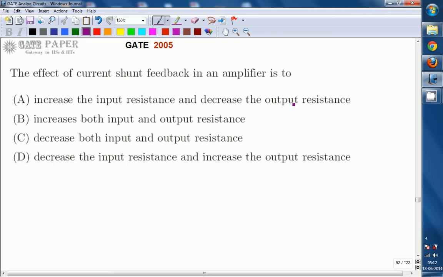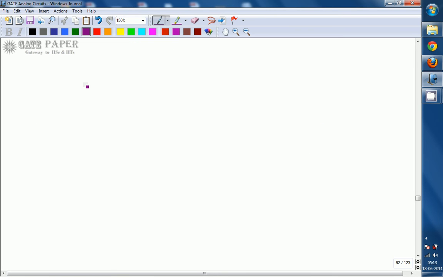B, C, D are going to be other options with respect to Ri and R0, that is input and output resistances with feedback. What happens to Ri and R0 with current shunt feedback? So first of all, you must know what is meant by feedback.